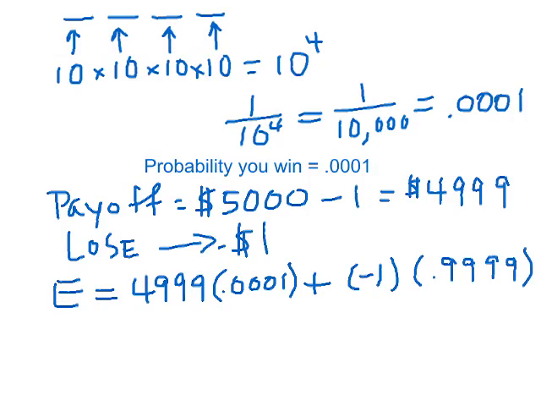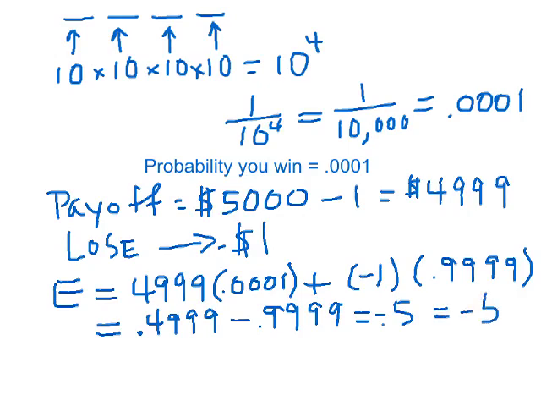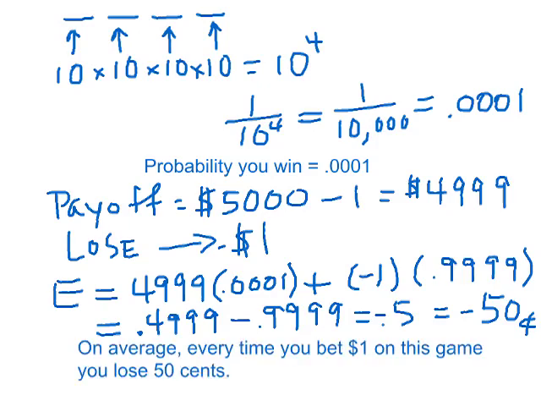So what does that arithmetic come up to? 4999 times 0.0001 is 0.4999 minus 0.9999 equals minus 0.5, minus half a dollar, or minus 50 cents. Or to put it another way, on average, every time you play this game betting a dollar, you lose 50 cents.